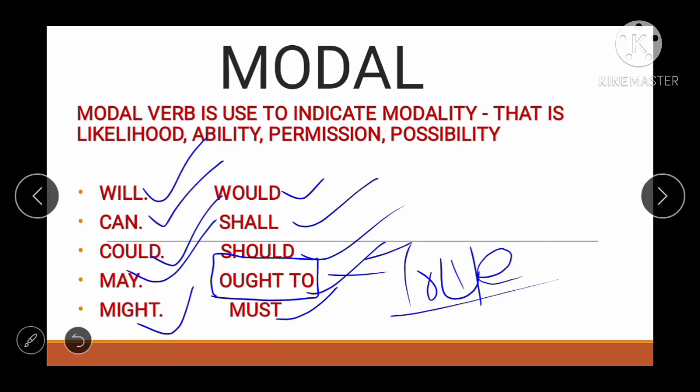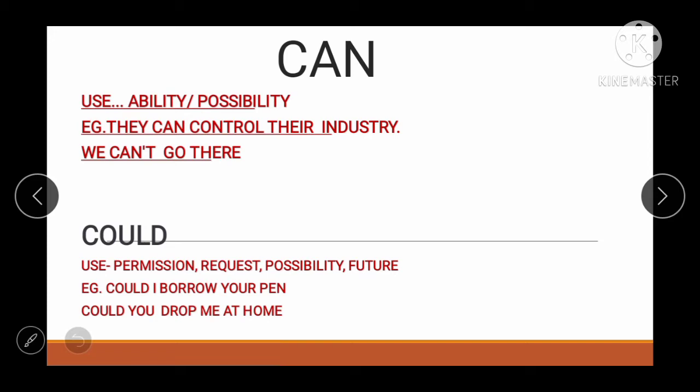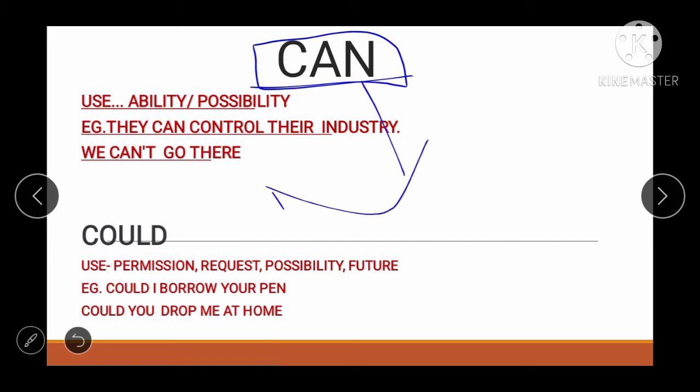Okay, so let's see. The first one is can. Where do we use can? For possibility, and even more than possibility, for ability. You can say, like, I can lift this chair. It means this shows your muscular ability. In this sense we use can. Let's see an example. They can control their industry. It means they have the capability, the ability to control the industry. We can say the monitor can control the class, the monitor can control the attendance of the students in our online classes. So can here denotes the ability of a person.